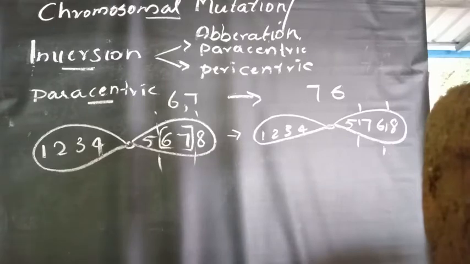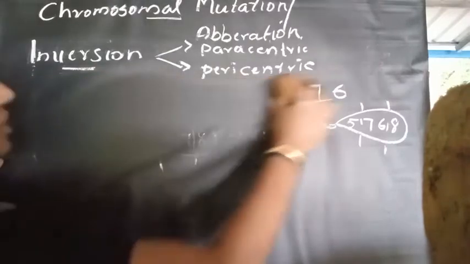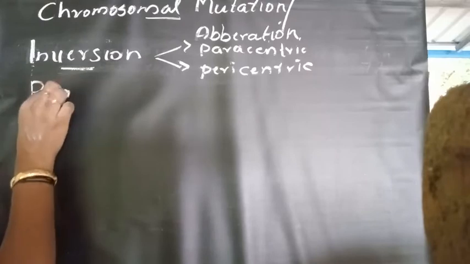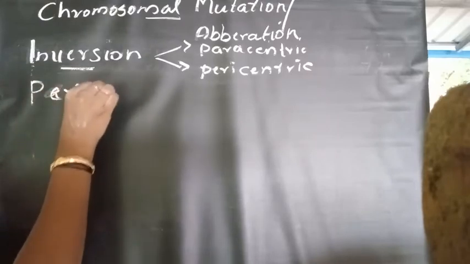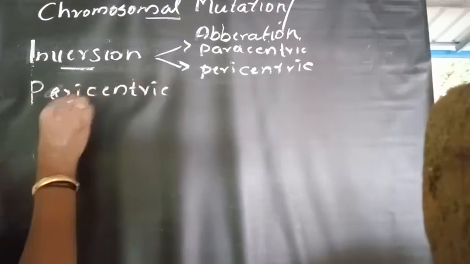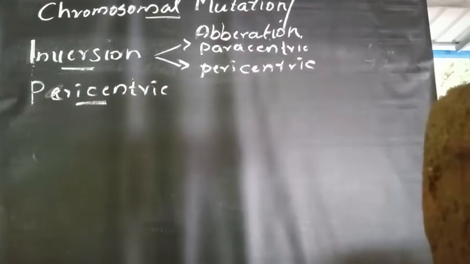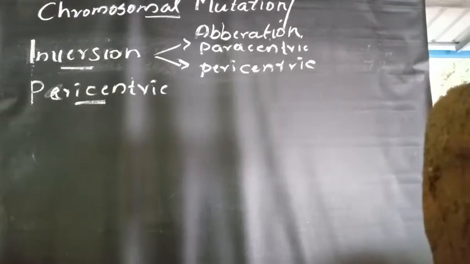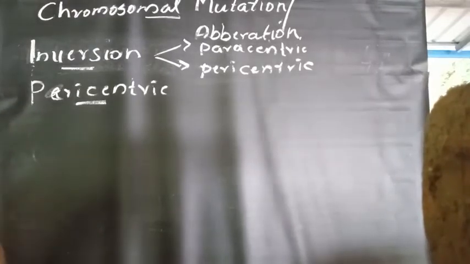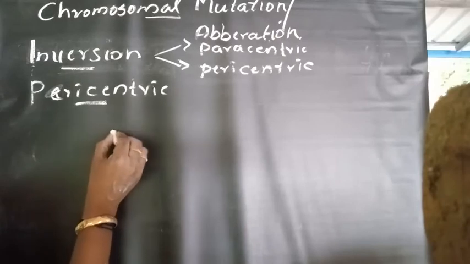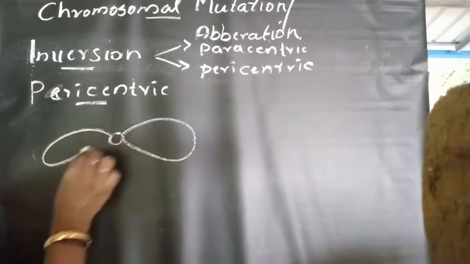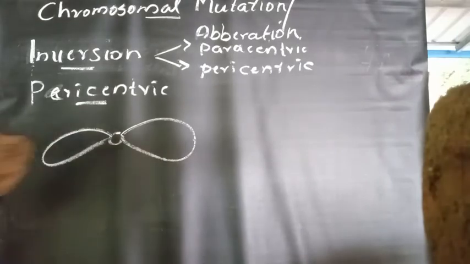Then the next one is pericentric. Pericentric is just opposite to paracentric. Here two arms will be involved. The two arms of the chromosome are involved in the inversion and the centromere is also involved. Obviously, if the two arms are involved, the centromere is also involved. Here this is the centromere and this is the chromosome arm. We'll draw somewhat bigger.